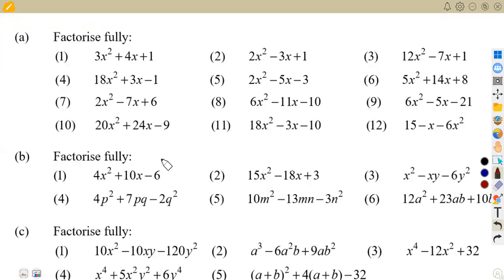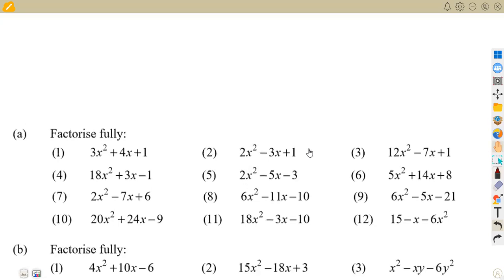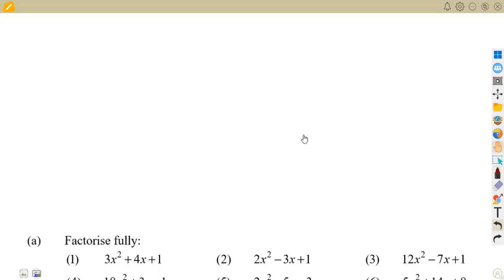We are still on our algebraic expressions, working with our trinomials. Remember we had the first part where we talked about basic factorization. I want you not to have a confusion. Please do not have a confusion here.